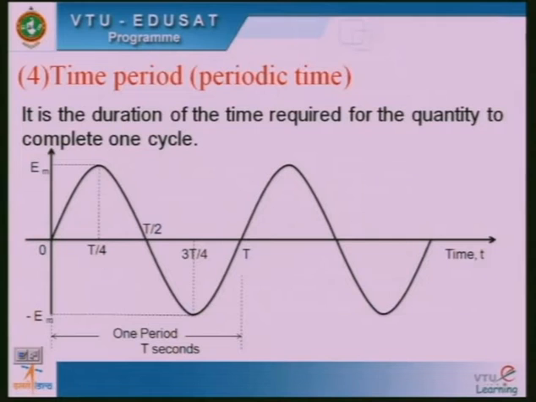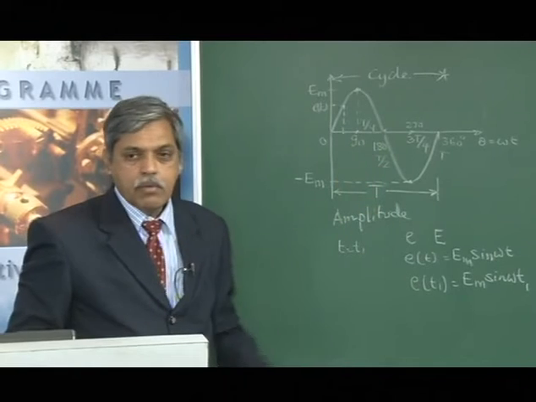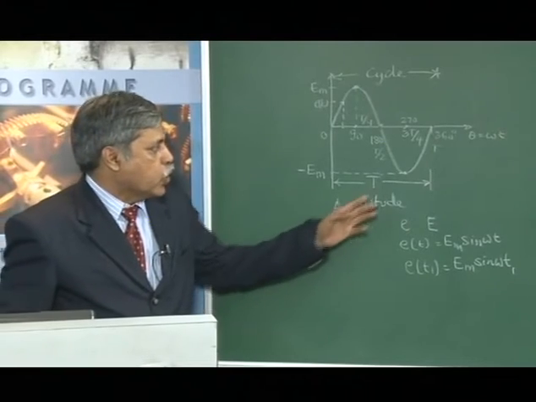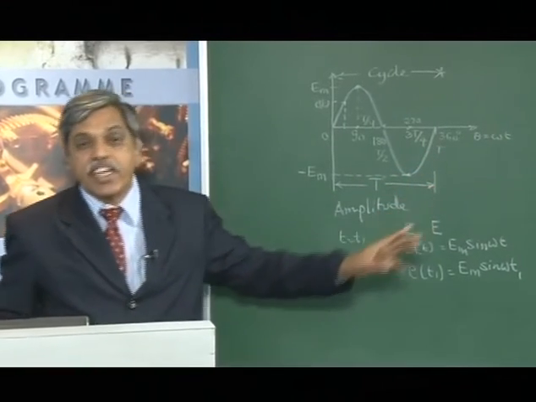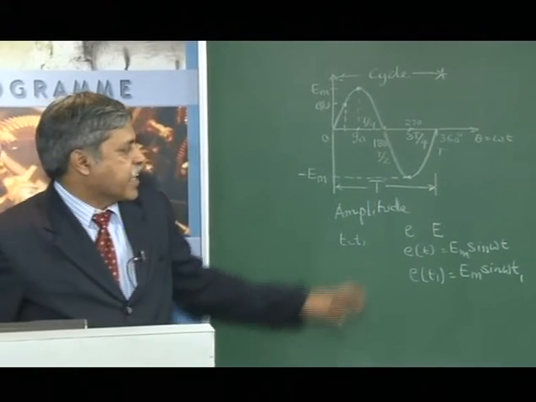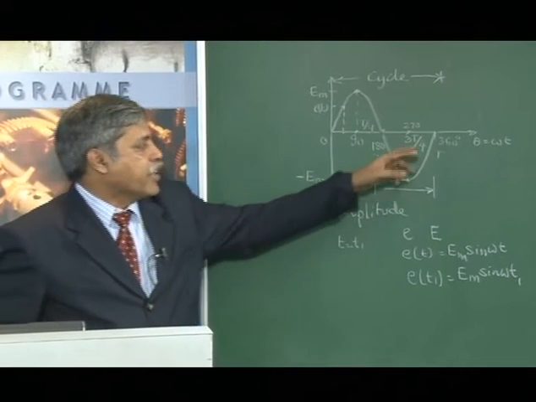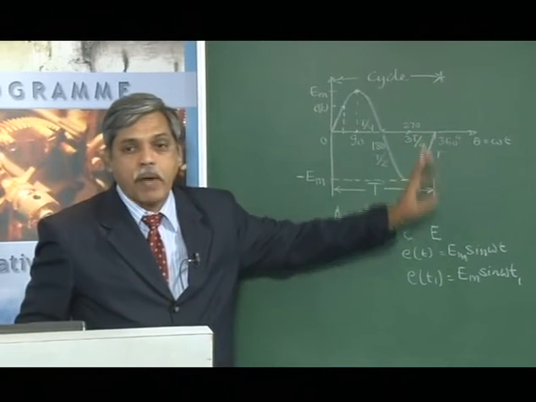Then I have a time period. As I told you, the time taken by a sinusoidal alternating quantity to complete one cycle, we call it a time period. This time period can be measured in seconds or in radians. If I measure in seconds, I write it as a capital T. If I measure in radians, I write it as 360 degrees or 2 pi radians.